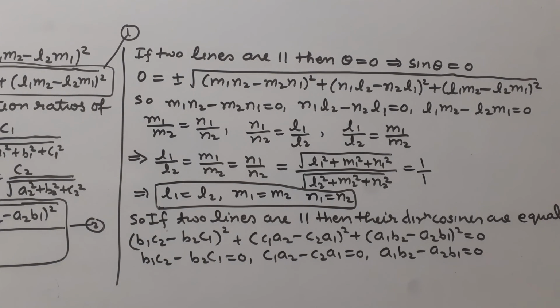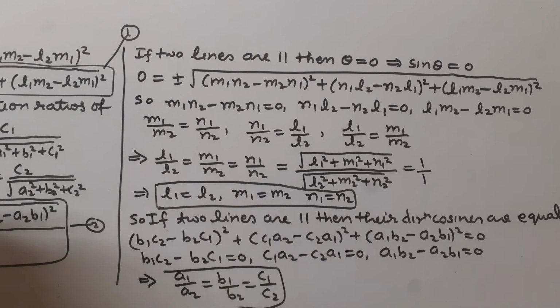From these three conditions, we can write a1 upon a2 is equal to b1 upon b2 equal to c1 upon c2. This is the condition for parallelism of two straight lines in space. That is, if the ratios of the direction ratios of two lines are equal, the lines are parallel.